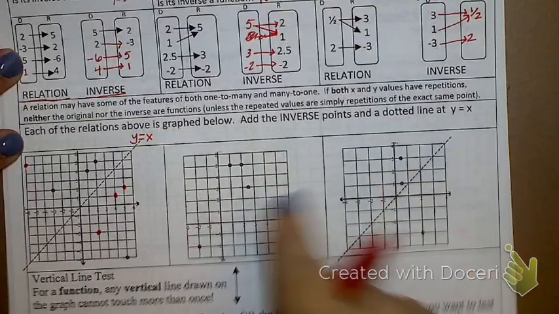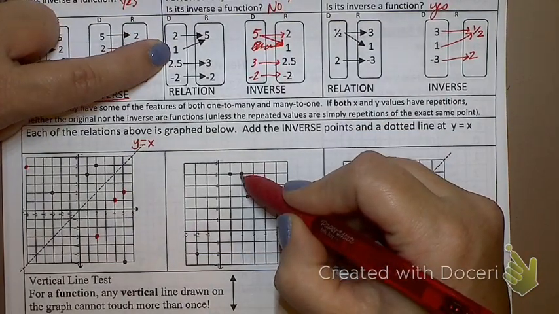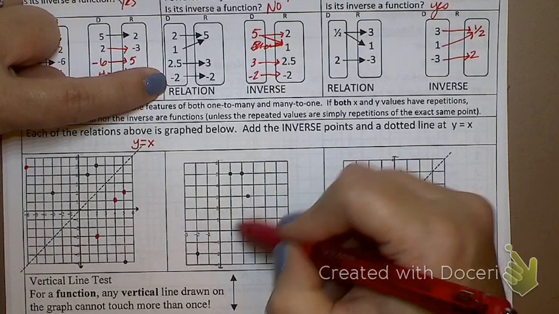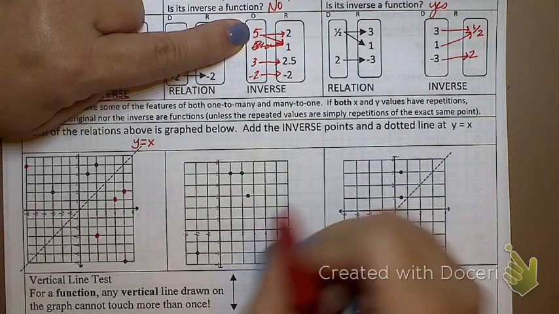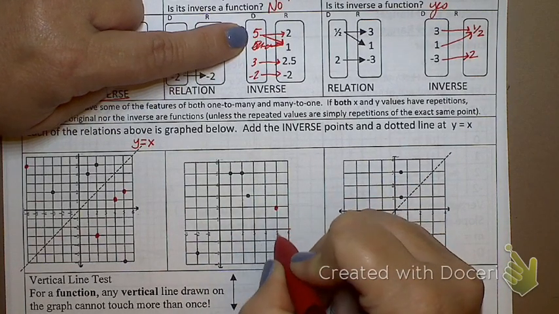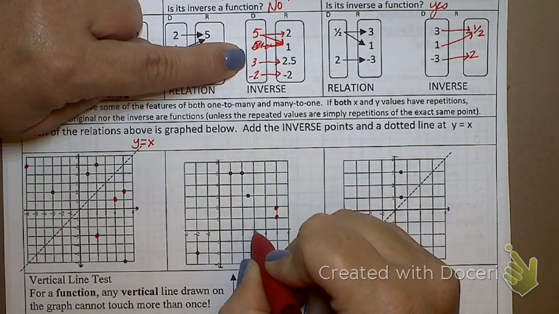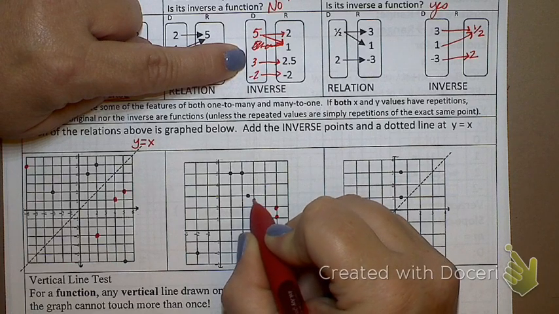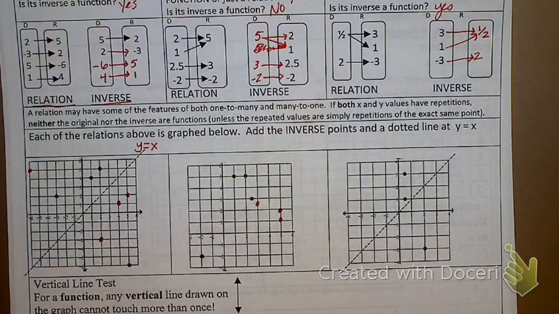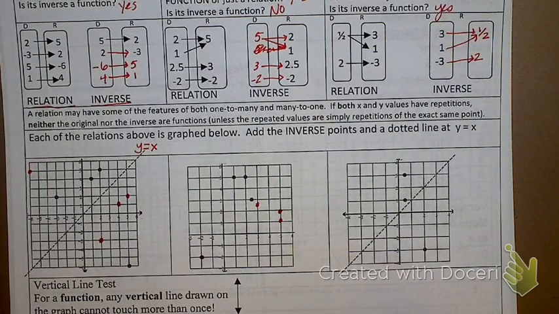So let's look at this guy. Again, I have, let's see, 2, 5, 1, 5, 2.5, 3, and negative 2, negative 2. So now I'm going to graph the inverse. So 5, 2, and also 5, 1, 3, 2.5, and negative 2, negative 2. Why did negative 2, negative 2 end up the same? It didn't move. Every other point moved.